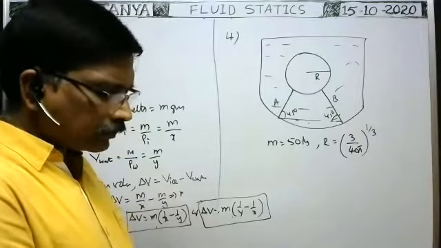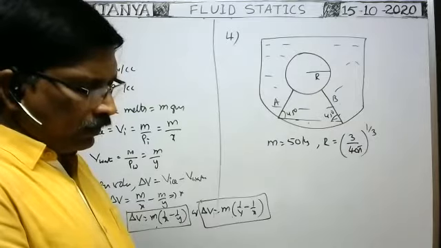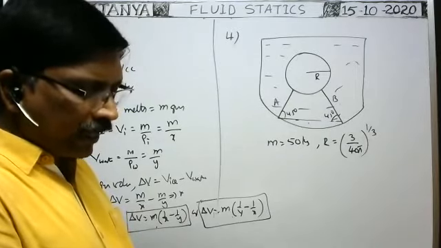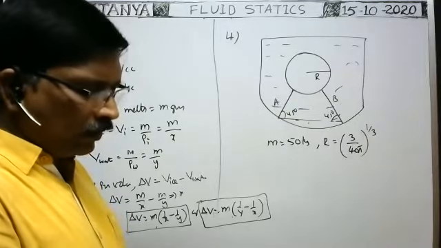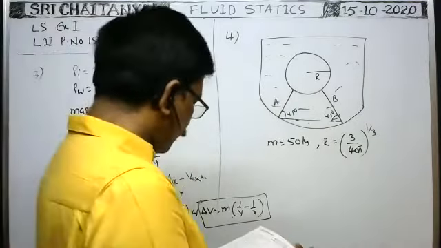Now, the sphere is tied to the bottom of the tank by the two wires A and B as shown. It is under equilibrium. Then the tension in A, they ask.